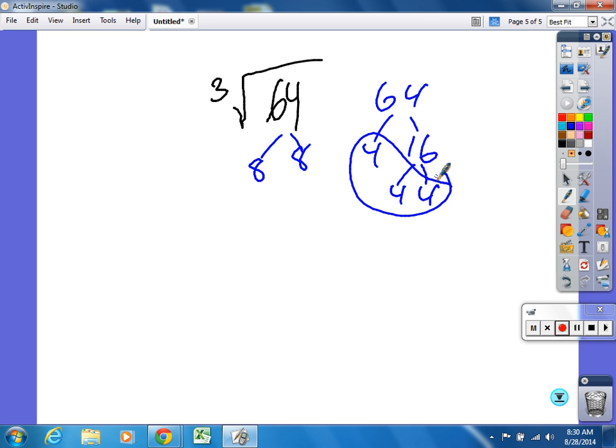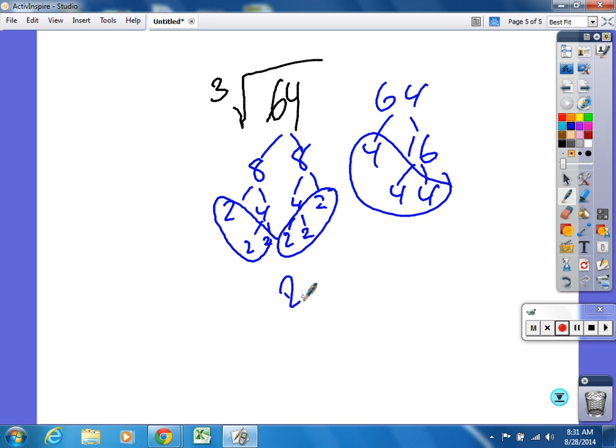But let's say you didn't know 4 times 16 was 64. You knew 8 times 8. Can I still get there? Sure, watch. Here we go. 2 and 4. 4 and 2. 2 and 2. 2 and 2. Look, a group of 3. A group of 3. So they both get to get out, don't they?